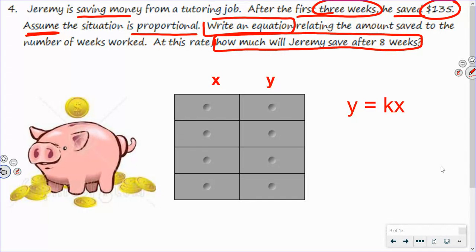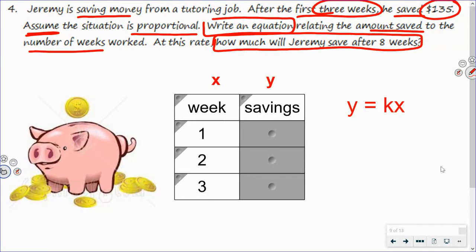So what depends on what? Now again, they kind of give you a hint in the words, but it's not like the number of weeks changes because Jeremy is earning money. On the contrary, the amount of money, the amount of savings, depends upon how many weeks pass by. So now we can use the relationship and kind of set up our own numbers because they don't give us a bunch of numbers. They do tell us, hey, assume this is proportional. You saw that in the third sentence right there.